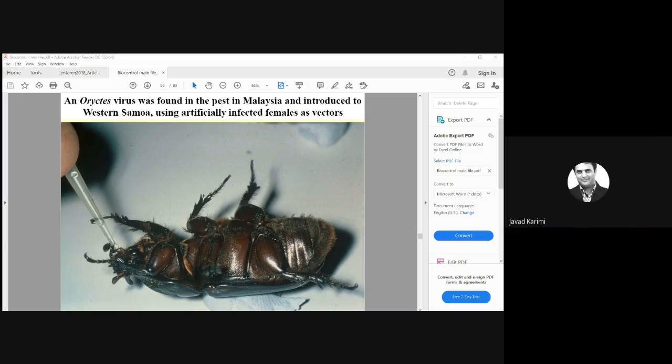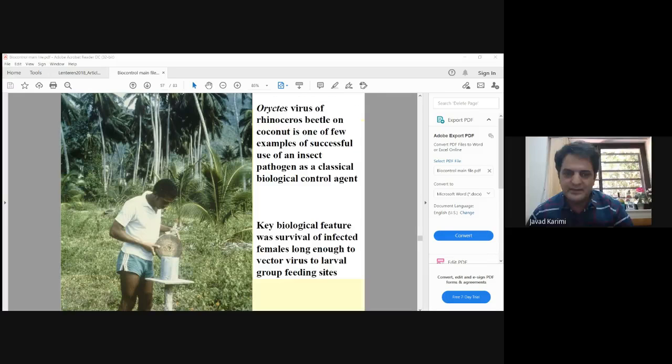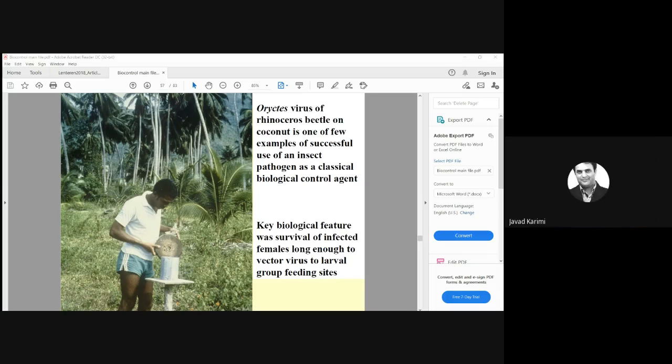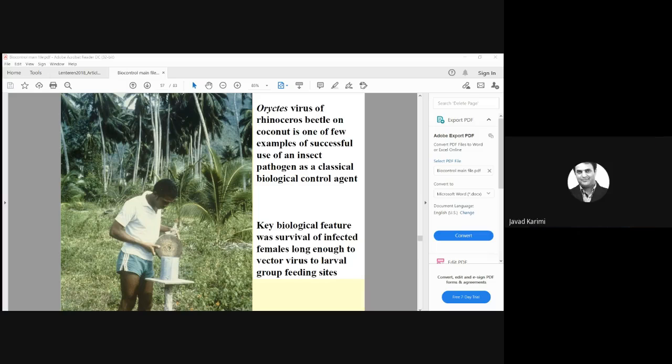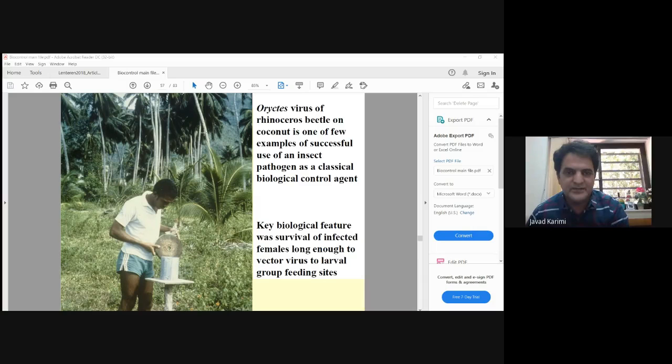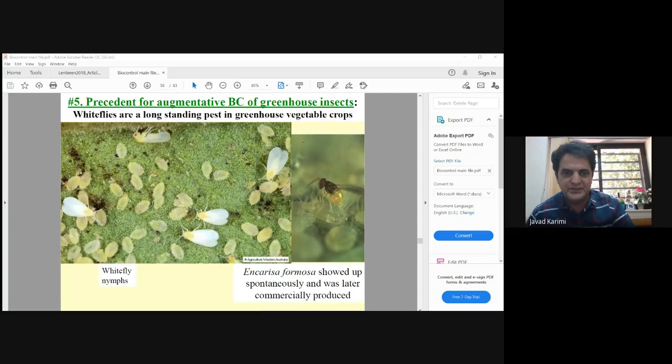The virus infects the insect, and the insect is killed by the virus infection. He's going to check the pest density. After a time, the palm tree is released from the Oryctes beetle attacked by the Oryctes virus. This is another example of the use of a microbial agent.